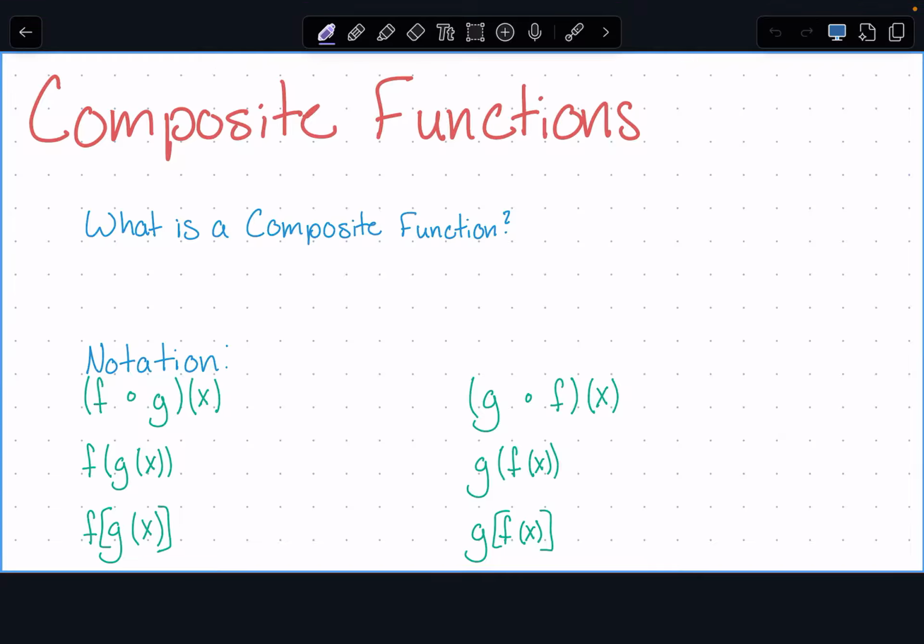Today we're going to talk about composite functions. So composite functions are a way of combining two functions.